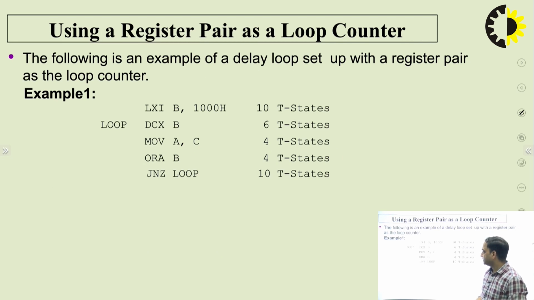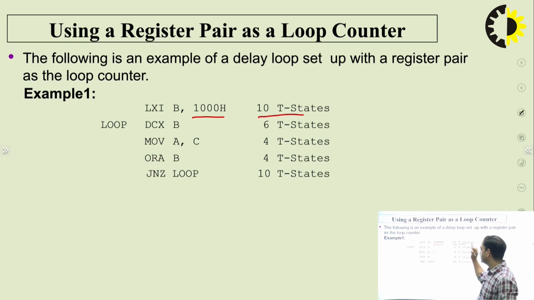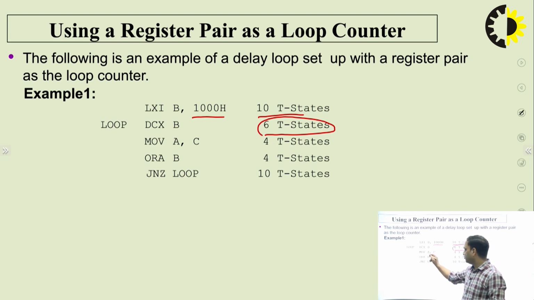So in this example, LXI B, 1000H. LXI is a 3-byte instruction which requires 10 T states. DCX B particularly requires 6 T states. This is a special case of the DCX which requires 6 T states. MOV A, C: 4 T states are required because this is a 1-byte instruction.